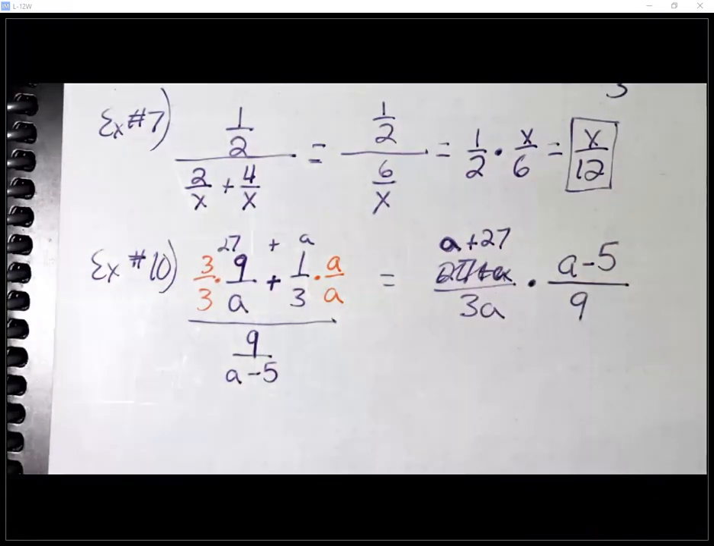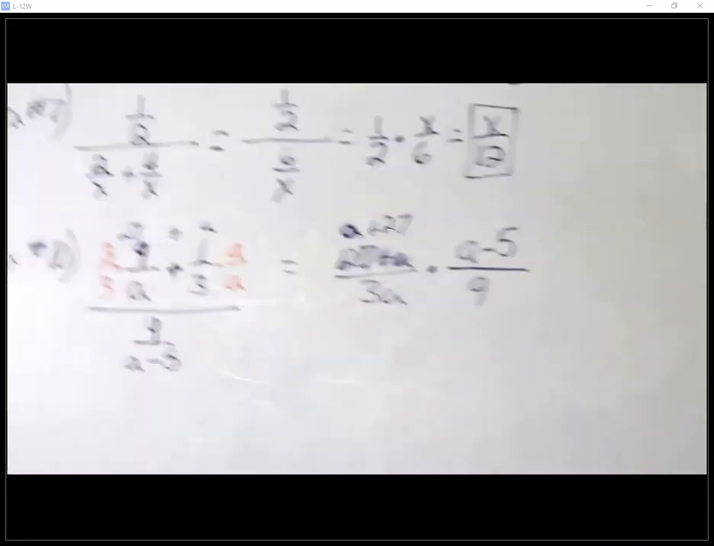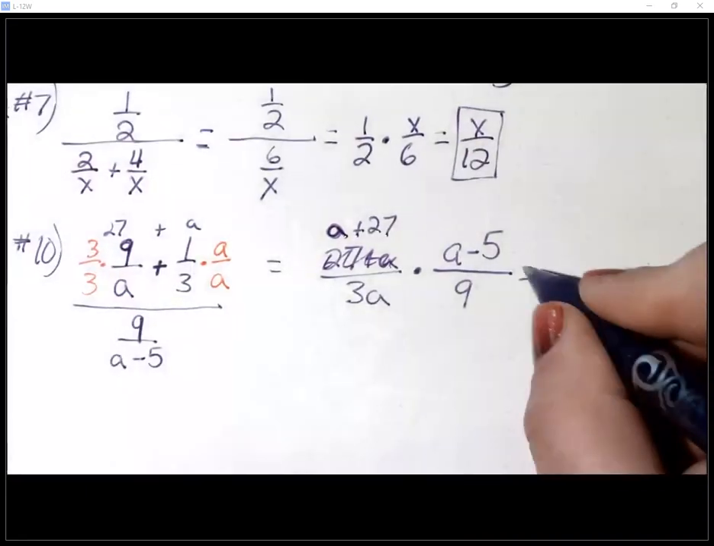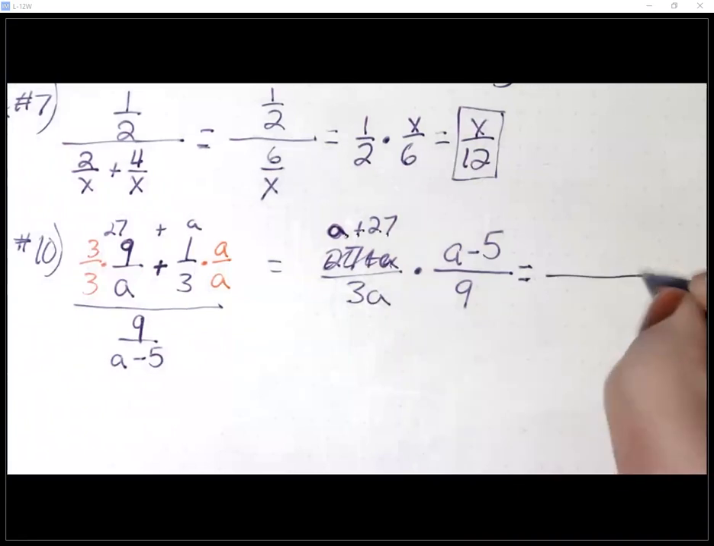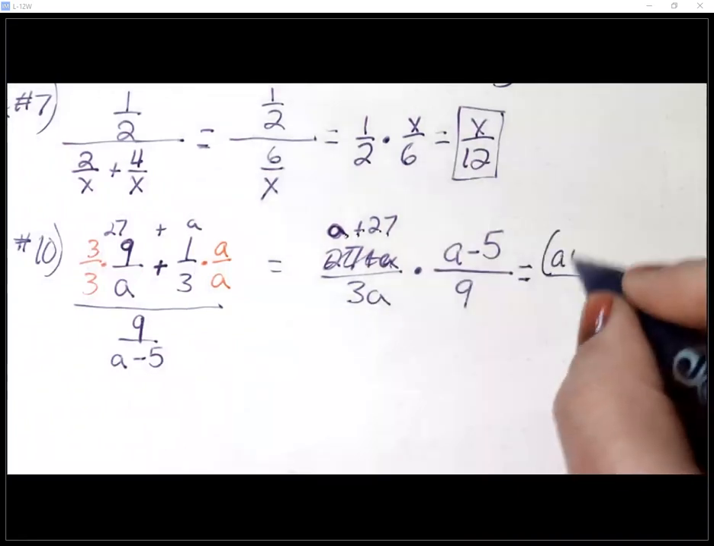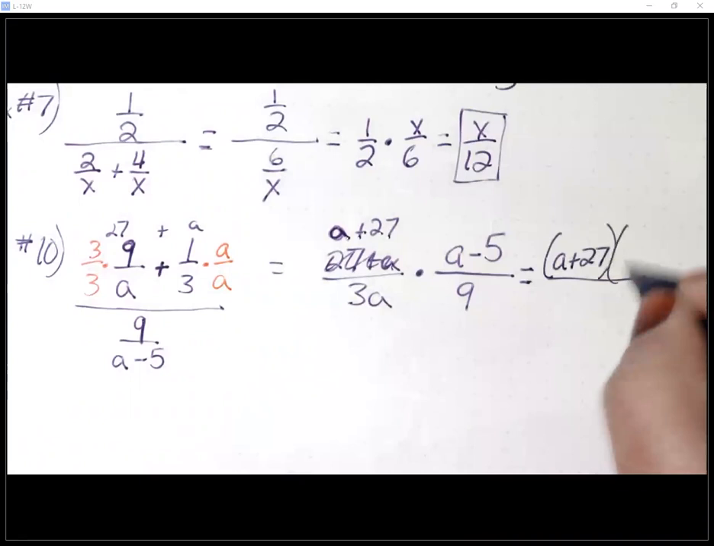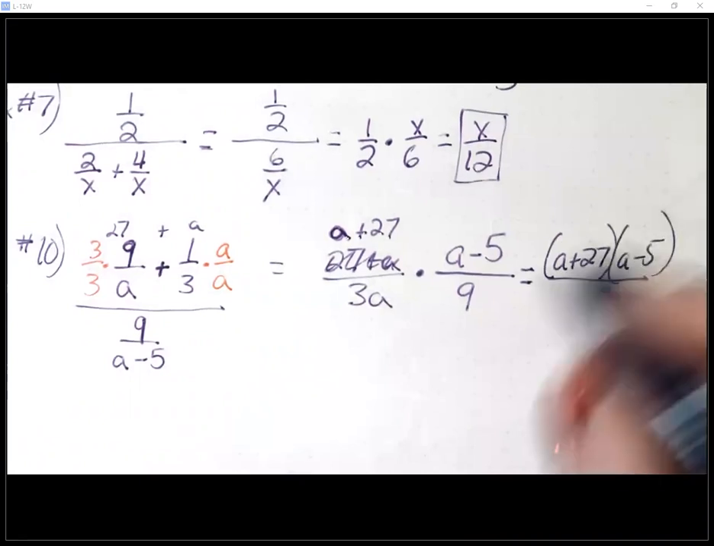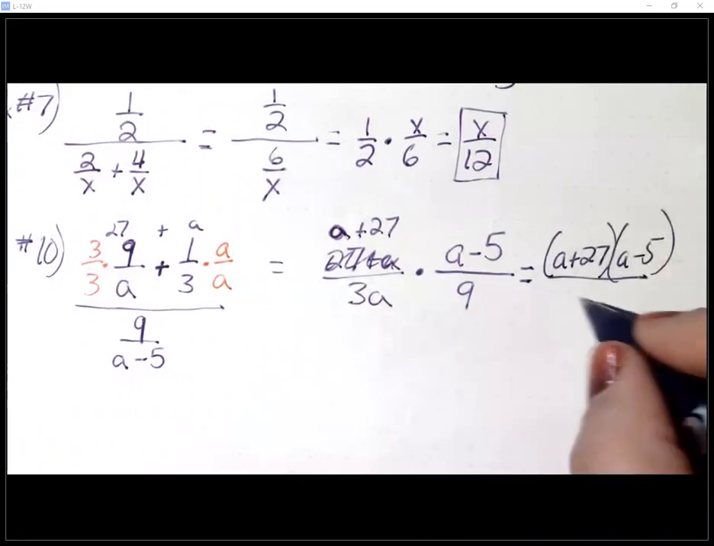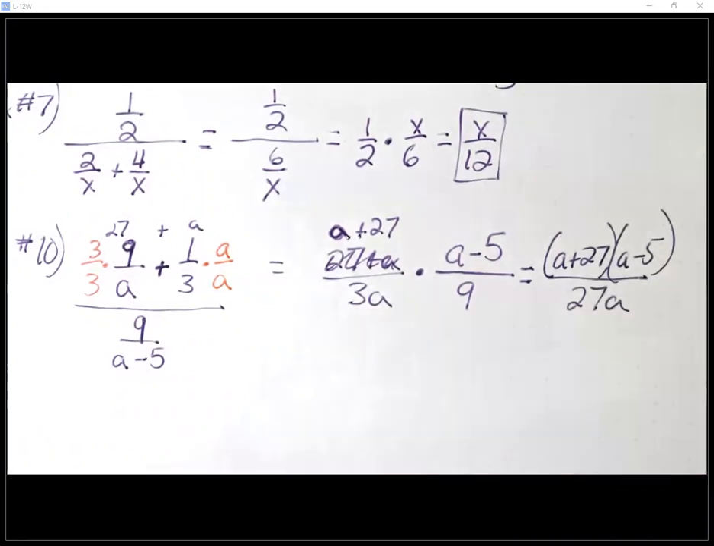So when I write my answer, do you have to FOIL it all together? No, you don't have to. So I'm just gonna leave it as a plus 27 over a minus 5 over, now in the denominator, that's just 27a, right? That's my answer. That's the best I can do.